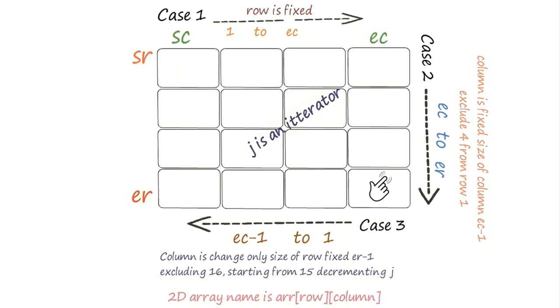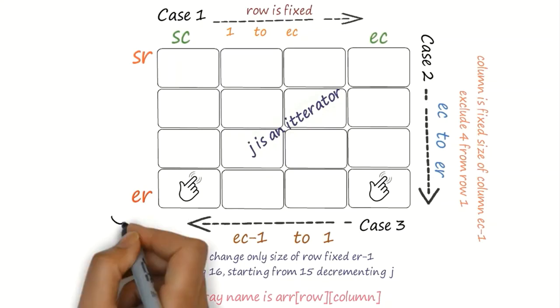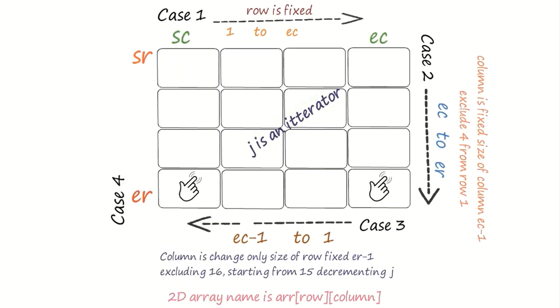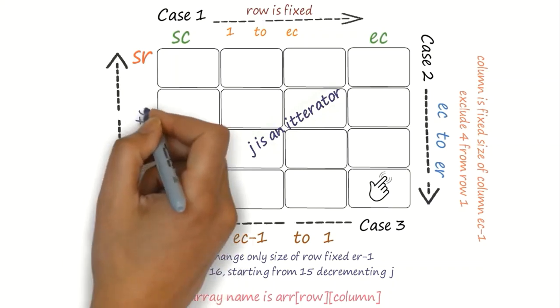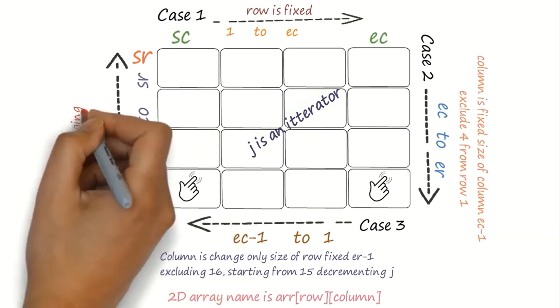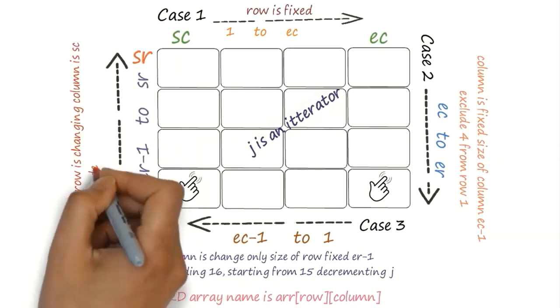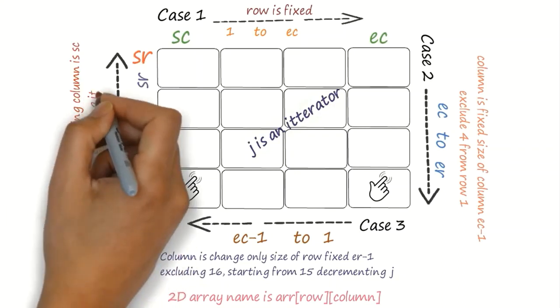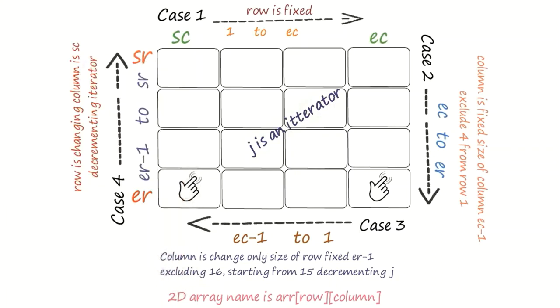And finally, for case 4, we have to omit this last marked portion, and try to understand what the for loop should be. The for loop will iterate from ER minus 1 to SR because the marked portion will be omitted. Here we are changing the row and the column is fixed, whereas we are decrementing the value of J since we are going from bottom to top.